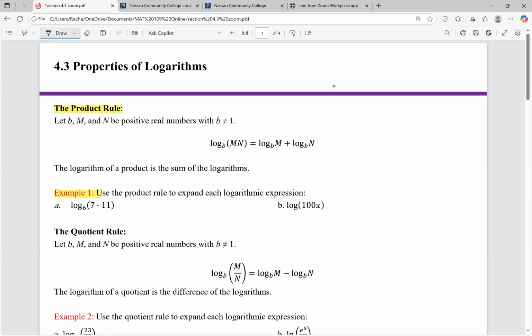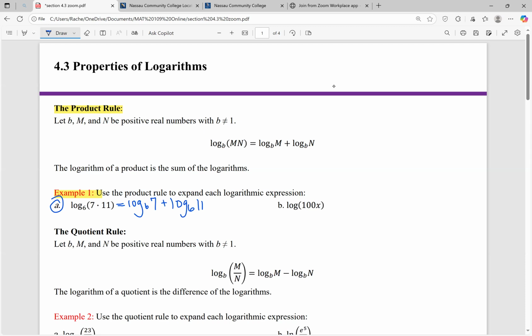let's look at example 1. Use the product rule to expand each logarithmic expression. So in A, I have log base 6 of 7 times 11. So I could write that as the sum of log base 6 of 7 plus log base 6 of 11.